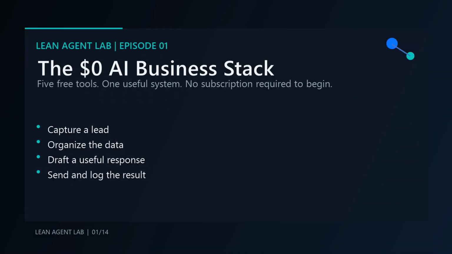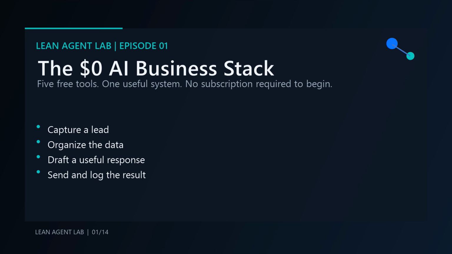Most AI business videos begin with a shopping list: a chatbot subscription, an automation subscription, a CRM subscription, and 3 more tools before anything useful happens. We are doing the opposite. In this video, we will design one practical business system with a software subscription cost of 0.